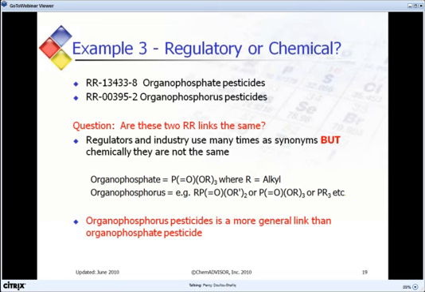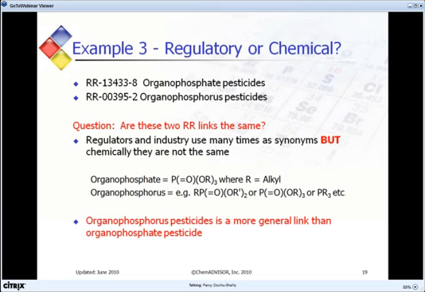Another quick example that I will show you is how we choose, as I mentioned before, between regulatory or chemical links. For example, there are several sources that list organophosphate pesticides or organophosphorus pesticides. And we have two particular numbers for them. But wouldn't these two RR links be the same? In fact, if you do some searching, you see that a lot of regulators and industry use the organophosphate and organophosphorus names as synonyms. But chemically, they're not really the same.